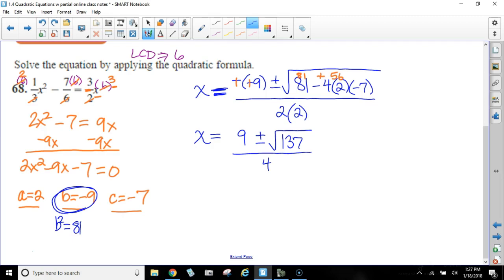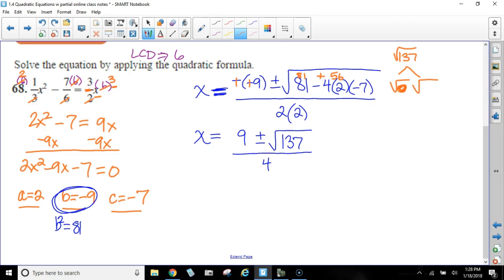But I do want to think about if the square root of 137 will break down into the square root of something times the square root of something, such that one is a perfect square underneath here. So we're going to see if there are any factors of 137 that are perfect squares.